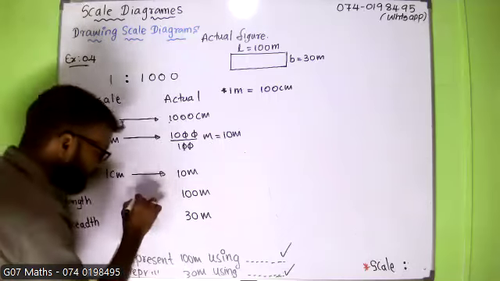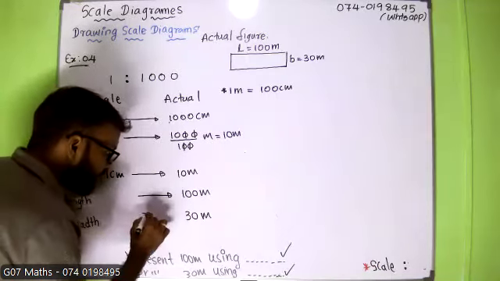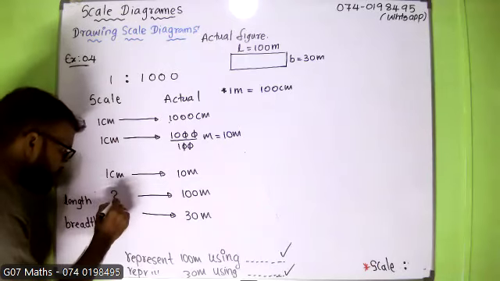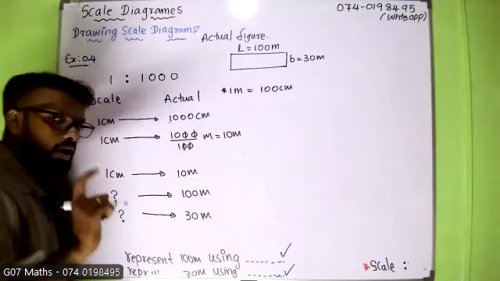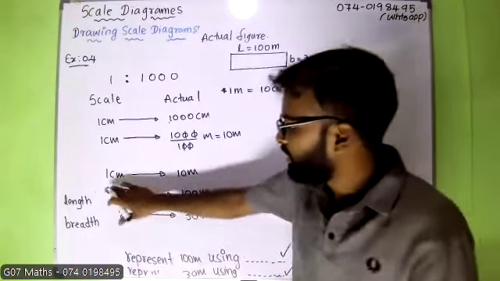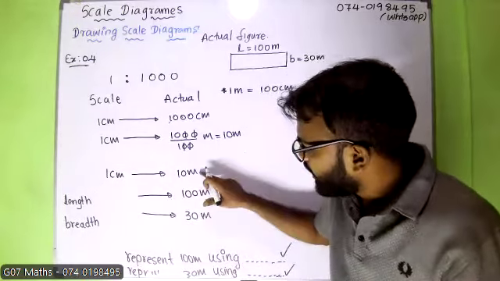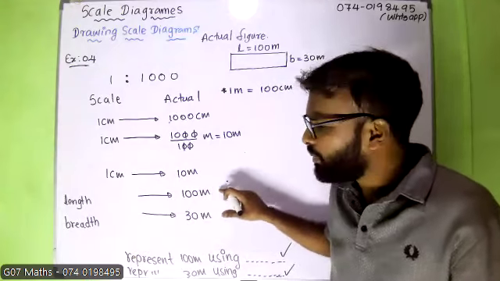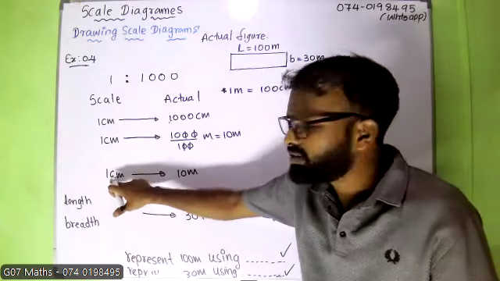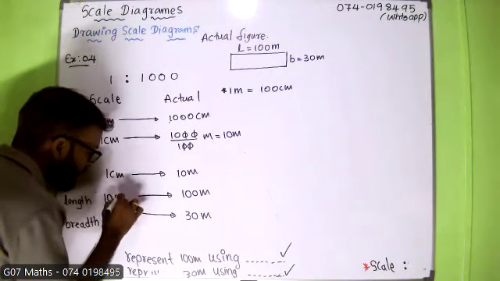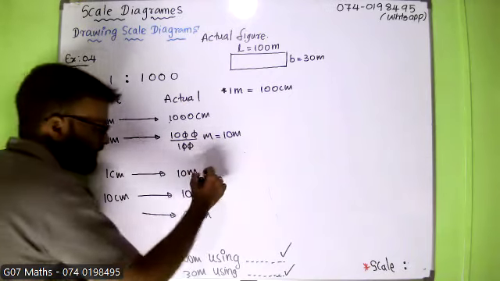Actual breadth is 30 meters. Now you have to find the scale length and the scale breadth. You have to find these two. How do you find them? Very easy. By using 10 meters, how do you obtain 100 meters? Multiply by 10. 1 centimeter multiplied by 10. Length is 10 centimeters.